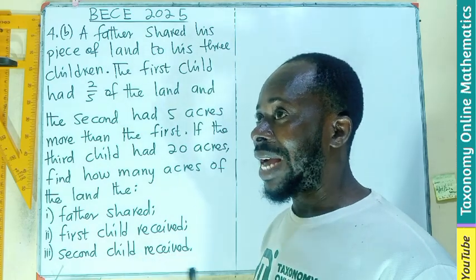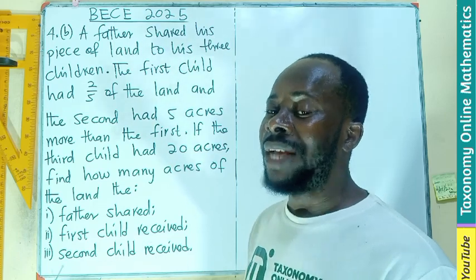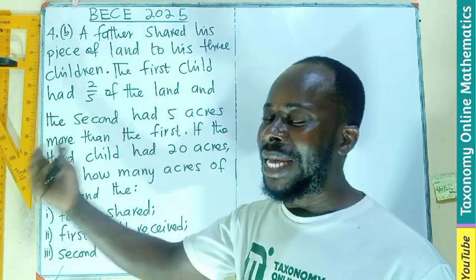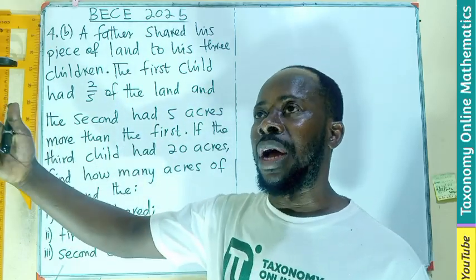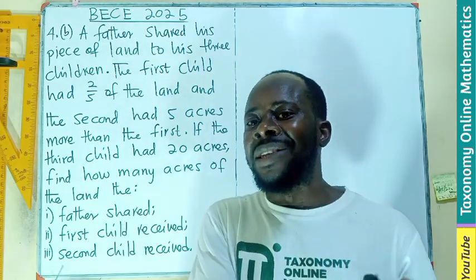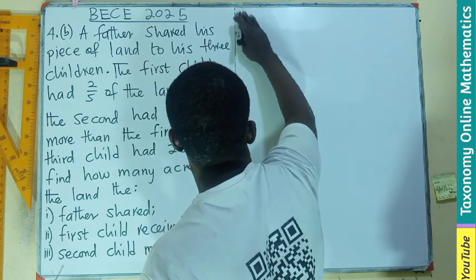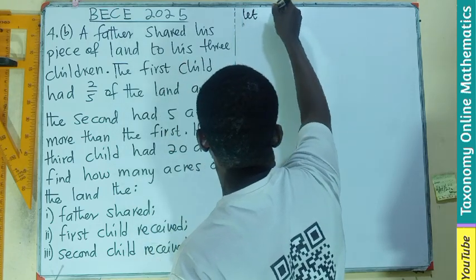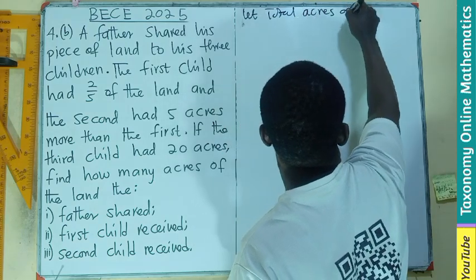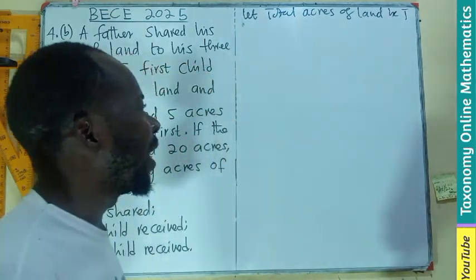So looking at this, we can create an equation out of it. We are looking for total acres of land. Then first child, second child, the third child. If you add all their part of land they receive, that should be equal to exactly what the father shared. So we can start by saying that we let T be the total acres of land.